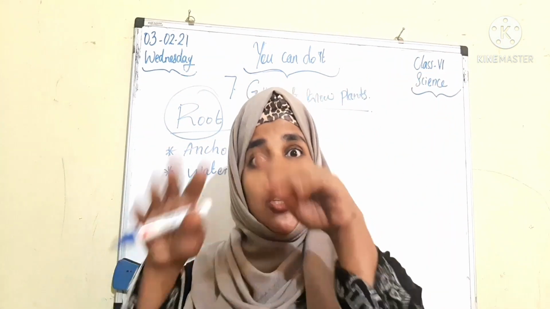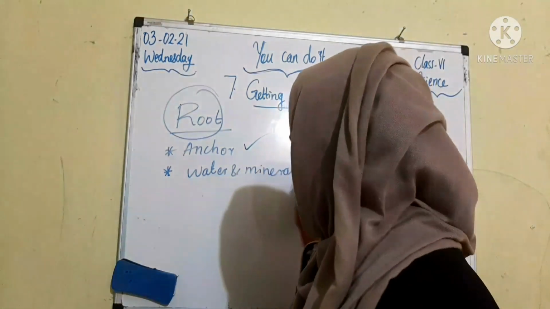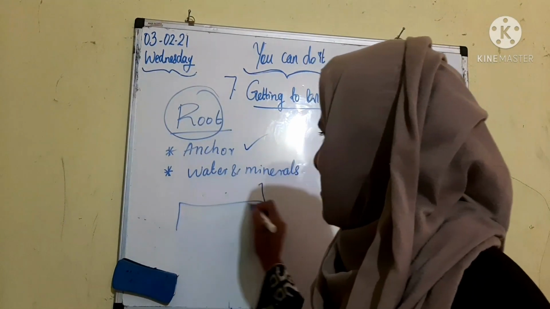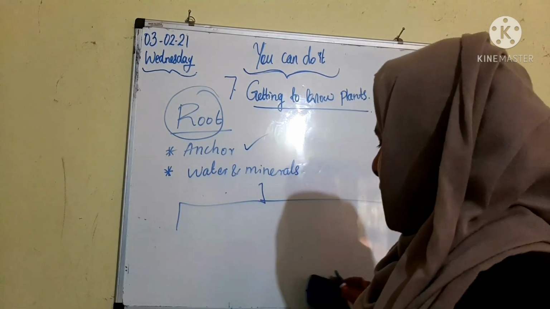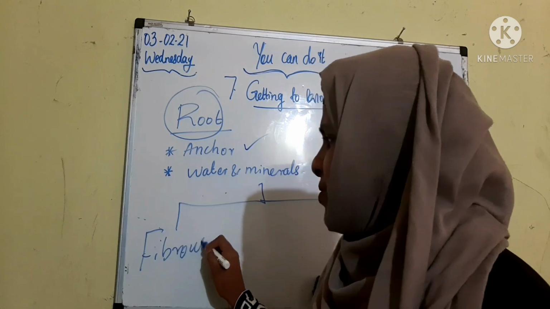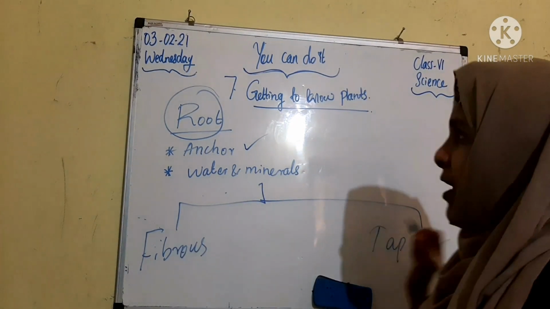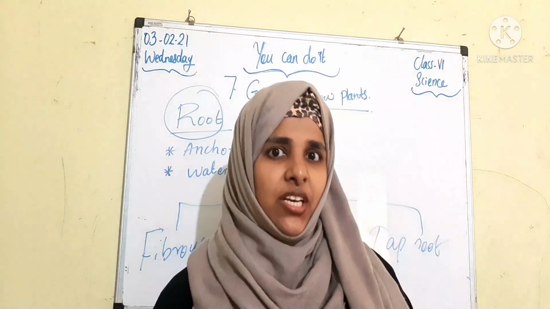Next we can check the structure of the root. Roots can be classified into two. What are they? Fibrous and taproot. These are the two types of root we can see in plants. Fibrous root and taproot. So we have to say fibrous root system and taproot system. We can check them one by one.